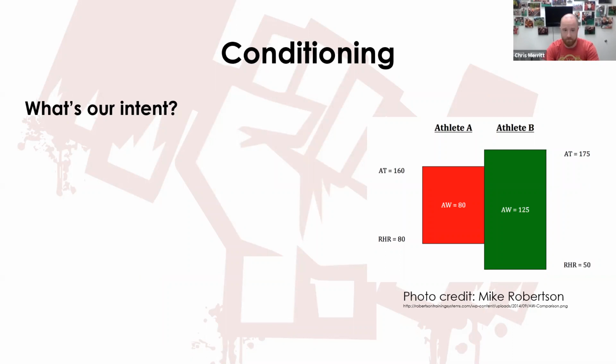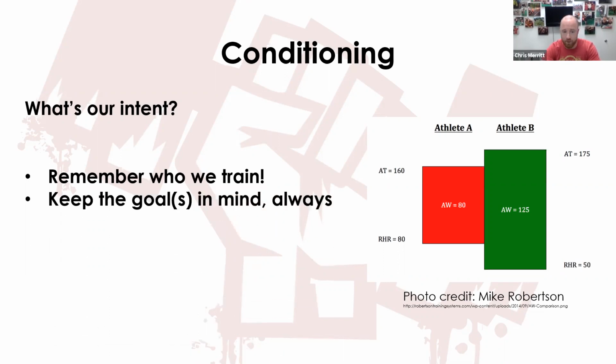What is our intent? Remember who we train. And I say that for the purposes of this one. We're talking about training Gen Pop. So specifically in our gym, people age 35 plus that want to look, move, and feel amazing without getting banged up in the process. Even when they've tried, in their mind, seemingly everything else before. Keep the goal or goals in mind always. And I really should just change that to keep their goal or goals in mind always. So we got to have that. We're going to talk about that in a minute.